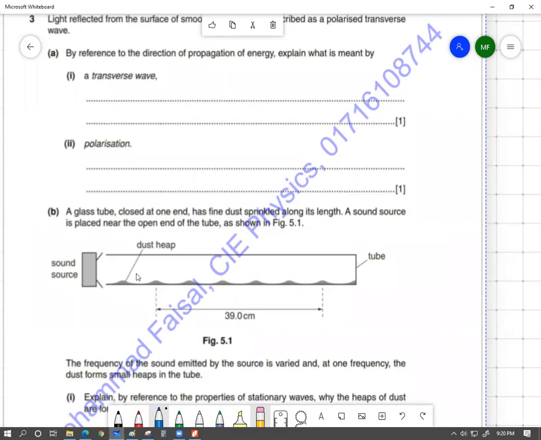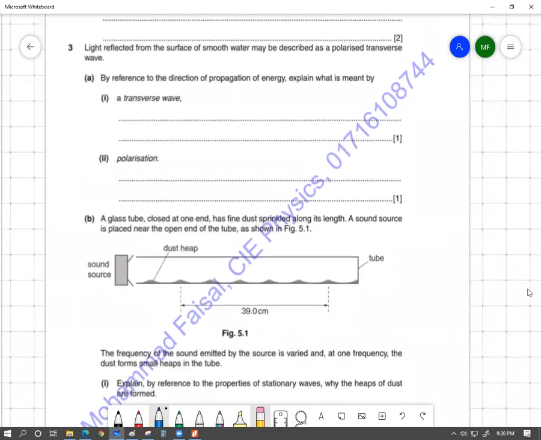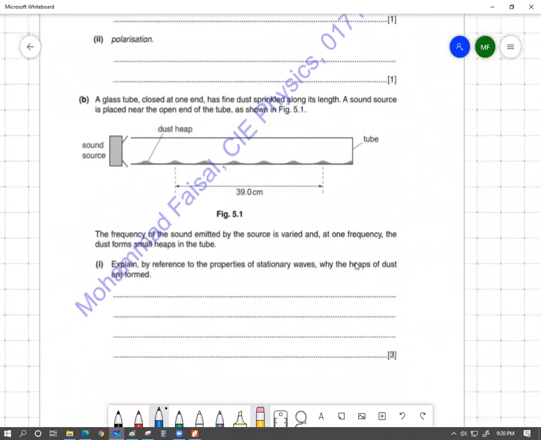So we have the sound source over here, sending sound through here. The frequency of the sound wave emitted by the source is varied, and at one frequency, the dust forms small heaps in the tube. So we have some heaps of dust over here. Now, what do you think the dust heap location represents? Does this represent a node position or an antinode position? What do you think?